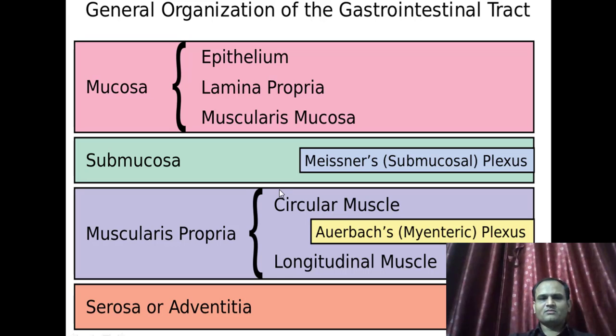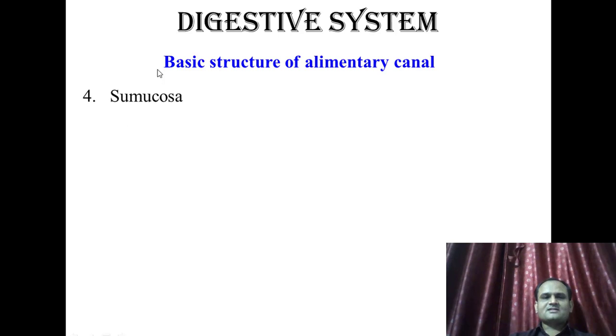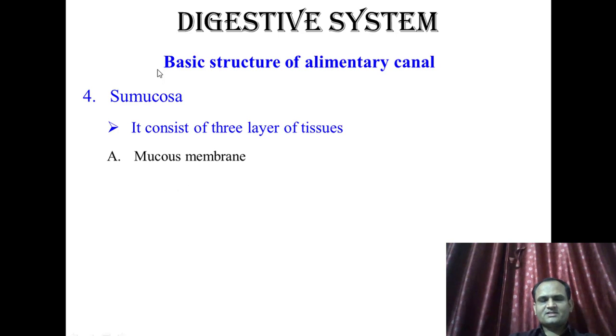Then just below the muscular layer there is a submucosa, and it is made up of the neurons of the submucosal plexus. And just below the submucosa there is a mucosa. Let us discuss the last structure, that is, it is not a submucosa, it is a mucosa.